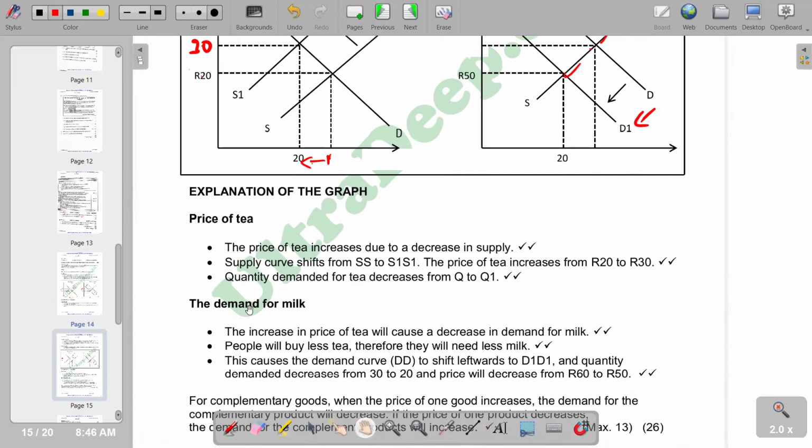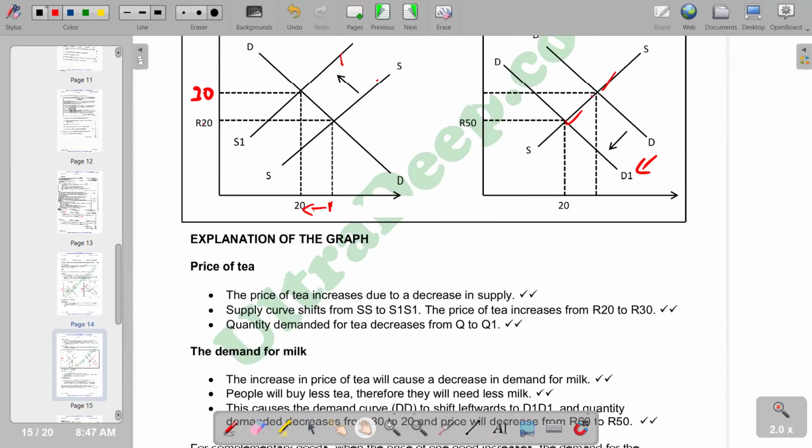So explanation on demand for milk, we are saying the increase in price of tea will cause a decrease in demand for milk, and people will buy less tea, therefore they will need less milk. This causes the demand curve D to shift leftward to D1, and quantity demanded decreases from 30 to 20, and price will decrease from 60 to 50. So see that price will decrease from 60 to 50. So this is the scenario that we have.